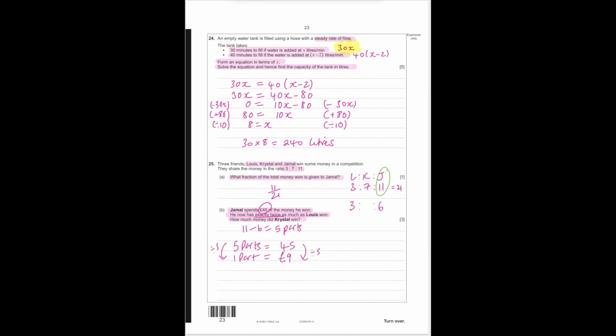How much money did Crystal win? Well, this part of the ratio is Crystal, and that's 7 parts. So we would do 7 times £9. So Crystal wins £63.